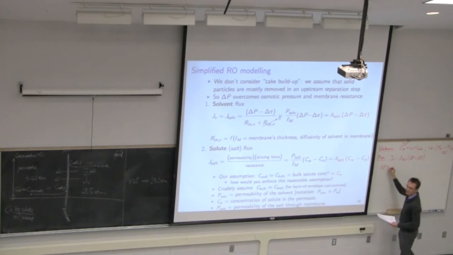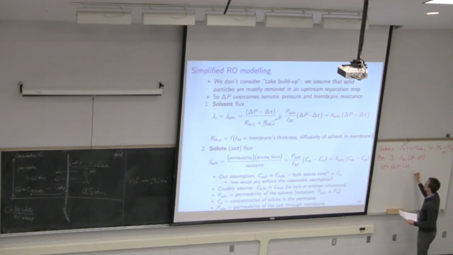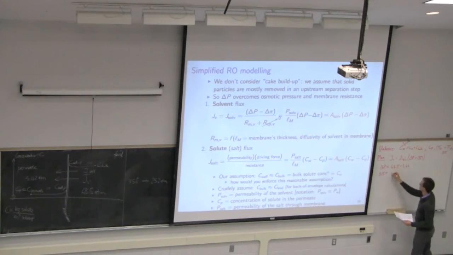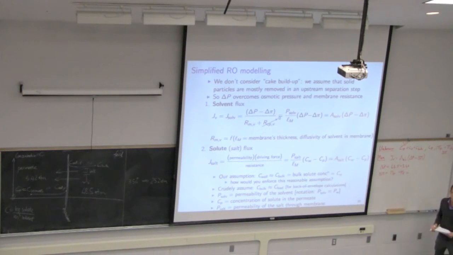So this is the pressure difference. You know that it's 68.5 atmospheres on the feed side. 3.42. Okay, delta pi. It's pi feed minus pi permeate. What are those? Okay, it's equivalent to CRT. So C feed minus C permeate times RT. What units will we need?